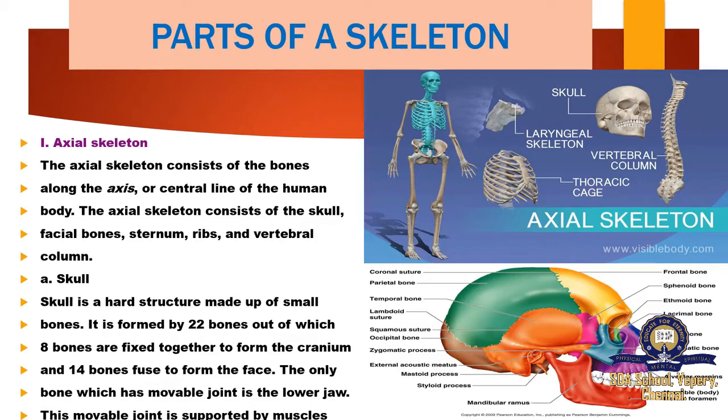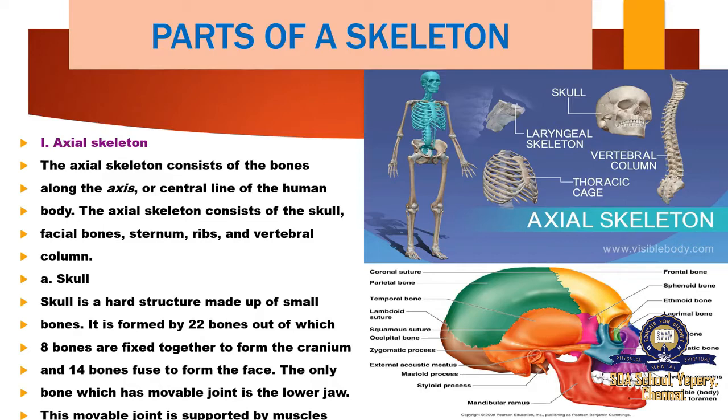See, where are the places we have the axial skeleton? It is mainly along the central line of the human body. So the skull, larynx skeleton, spinal cord, and then the thoracic cage, the rib cage. So the central part of our body: our head, neck, rib cage, and then our spinal cord. These are all the places we have the axial skeleton.